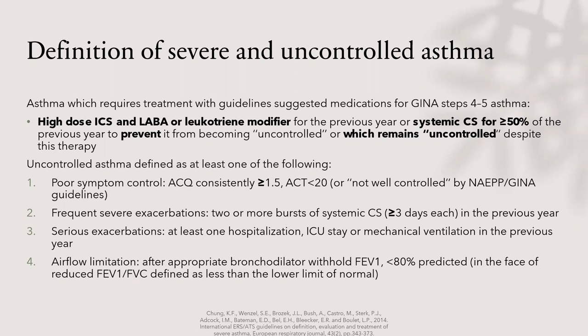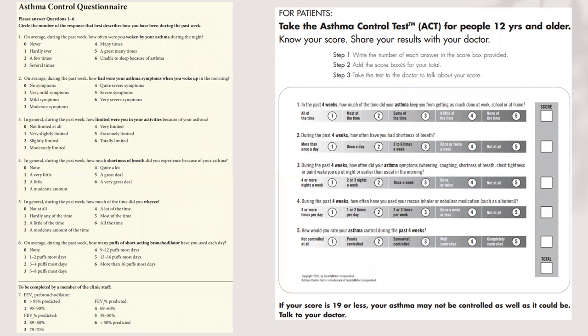Just very quickly, the 2 things, we do use these in our clinic, not so much the ACQ. I think we use more the ACT. But generally speaking, the ACQ is a questionnaire with 7 questions, scored from 0 to 6, and they take an average. If it's more than 1.5, it's uncontrolled. With the ACT, the better controlled you are, the higher the score, and the less controlled you are, the lower the score. So an ACT less than 20 is considered uncontrolled.